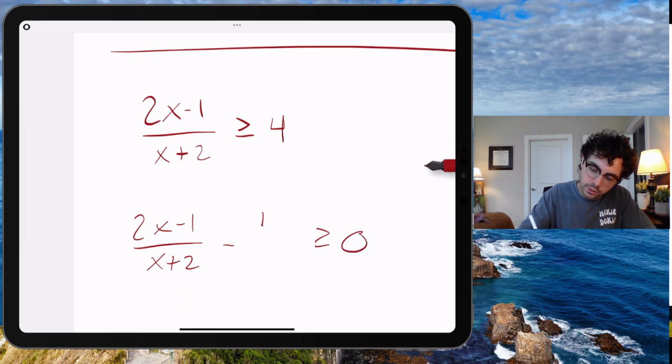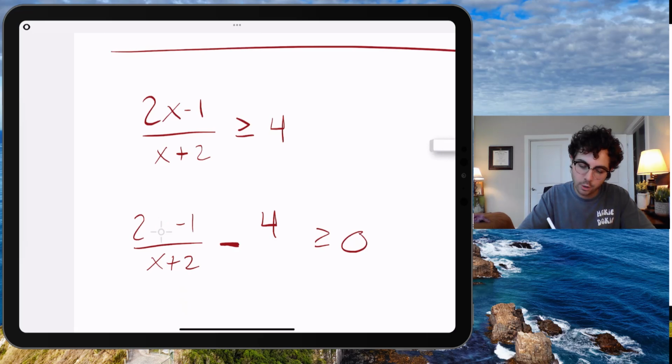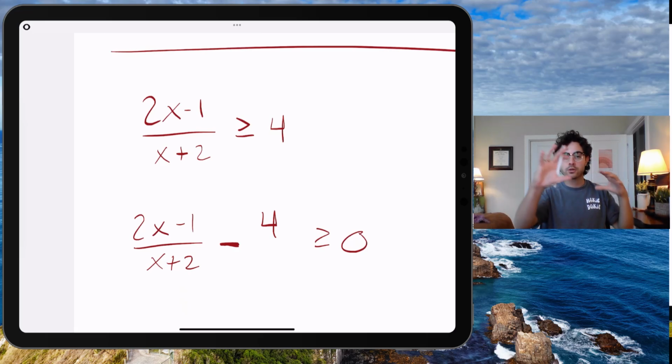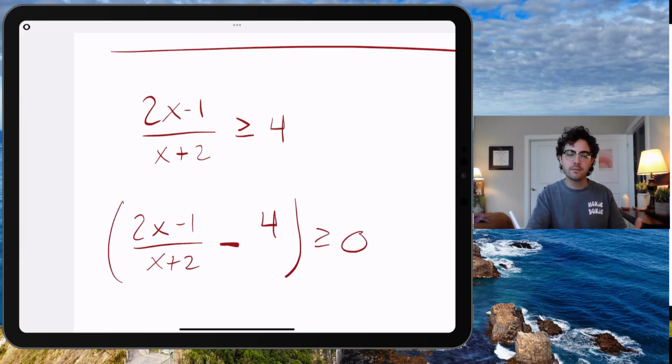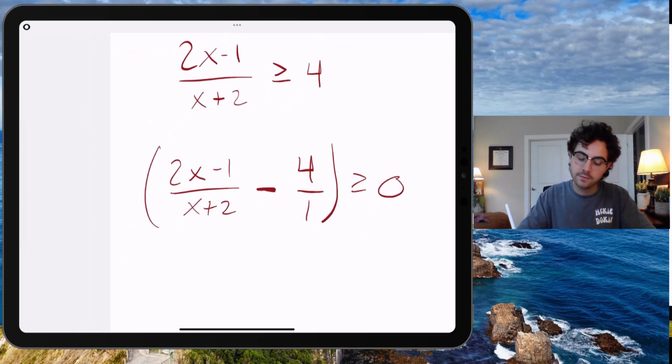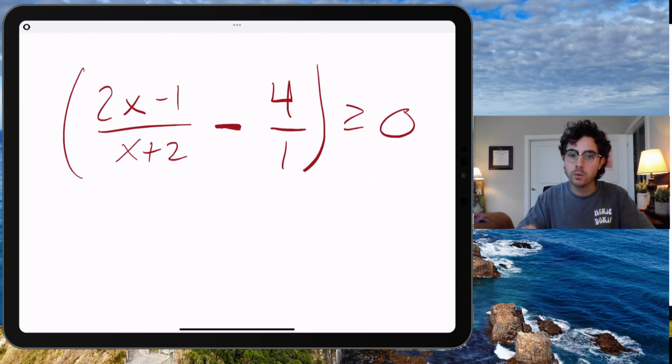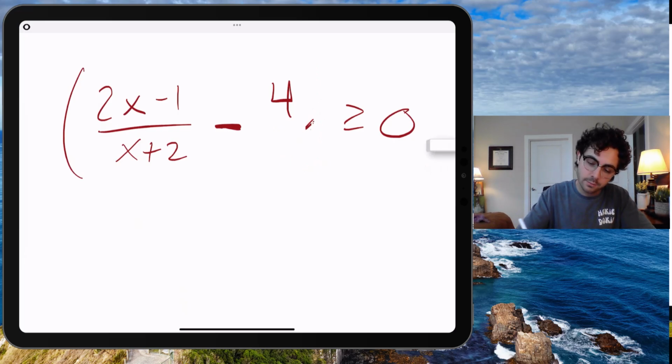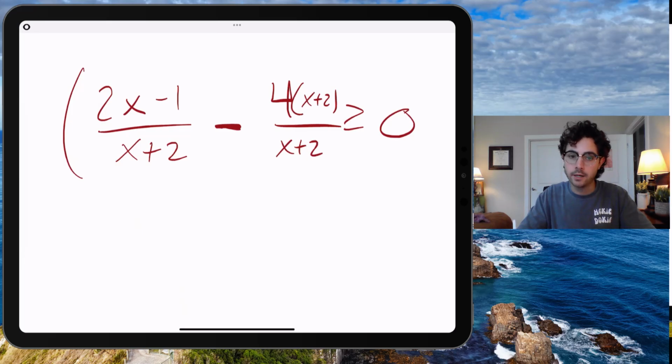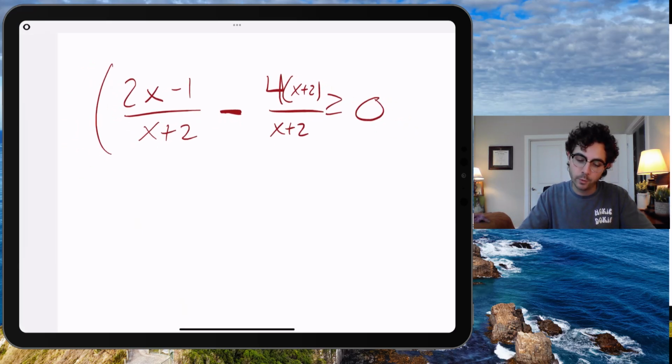I think this is valuable to do because it helps us follow a certain process. If we're doing these rational expressions less than or equal to or greater than or equal to 0, it helps to get all of this into just one big fraction instead of trying to compare it to the 4 and so on. Okay, so we're going to treat this as 4/1, and we're going to treat this as two fractions we want to subtract, which means we need to multiply 4/1 by x plus 2 so that it can have the common denominator of x plus 2, and we can combine these fractions.